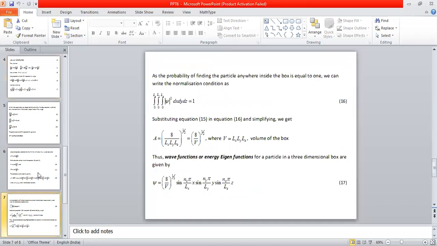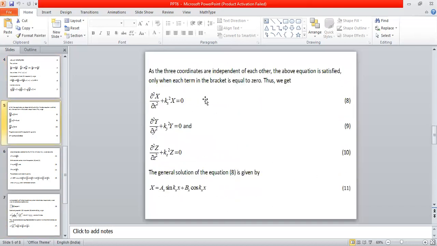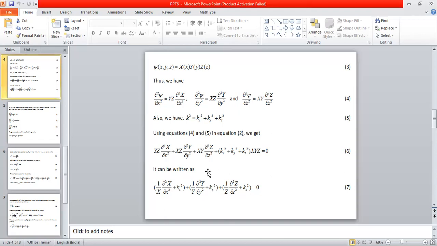Now in this equation 7, there are three different terms here: 1/X (∂²X/∂x²) + kx², similarly 1/Y (∂²Y/∂y²) + ky², and 1/Z (∂²Z/∂z²) + kz². So we have three different terms, and we have to observe that each term is a function of one coordinate only. For example, this first term is a pure function of the x coordinate only. The second one is a pure function of the y coordinate only. The third one is also a pure function of the z coordinate only.